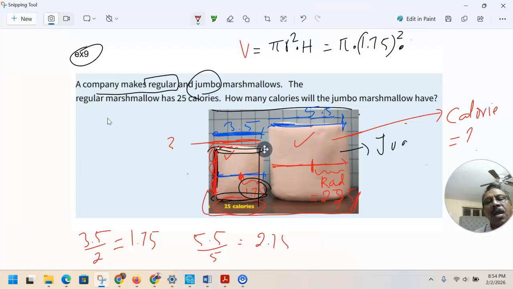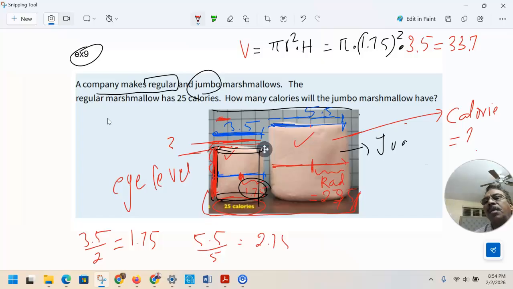The height is, if you bring your eye level down, you will see it's going to be here. So this will be 3.5. In the calculator, if you work it out, you get 33.7. They didn't give us what the unit is, whether it is half inch or centimeter. We don't know, so I'll just write unit cube because this is a volume. Volume is always cubic.